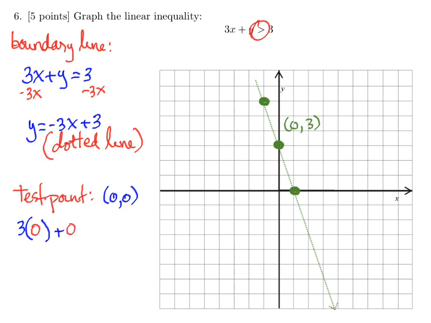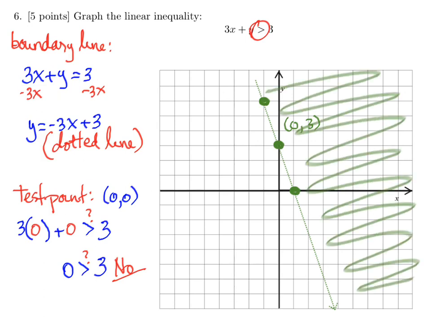And what we have to do is plug this point into the original inequality to see if it satisfies. So plugging it into the inequality, we get 3 times 0 plus 0 is greater than 3. And I put a question mark over the greater than because we're asking the question, is this true? So is 0 greater than positive 3? The answer is no. So that point, 0, 0, is not going to be in the region that we're going to shade. So we're going to shade the opposite side of our line. So we're shading over there. If the answer, when we plugged in the test point, were yes, then we would shade the side of the line that point was in.